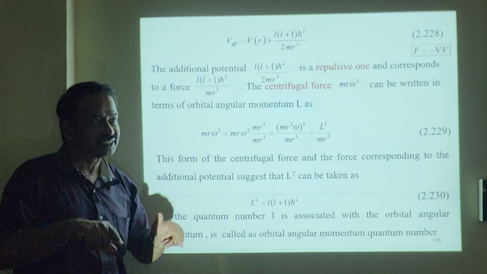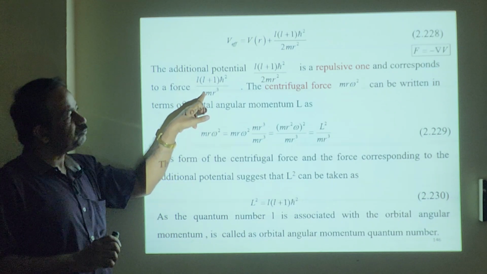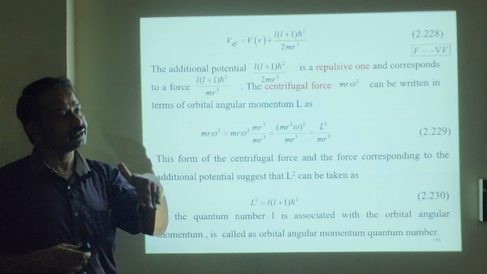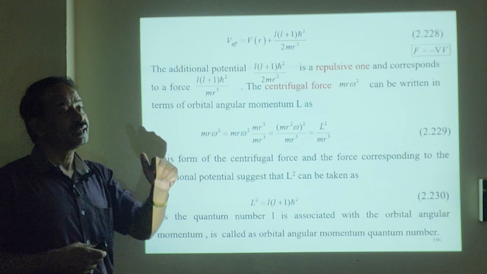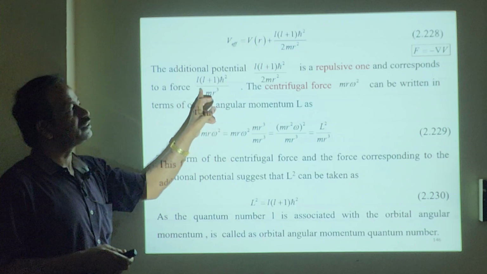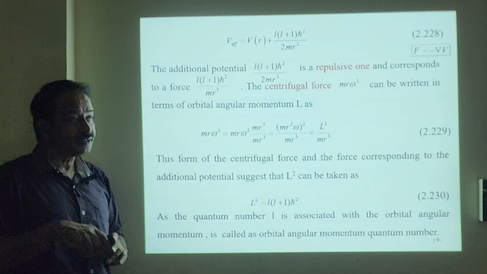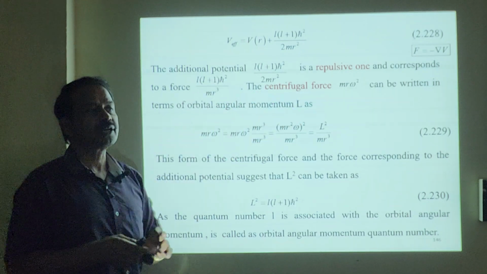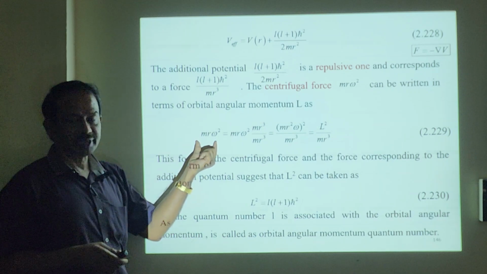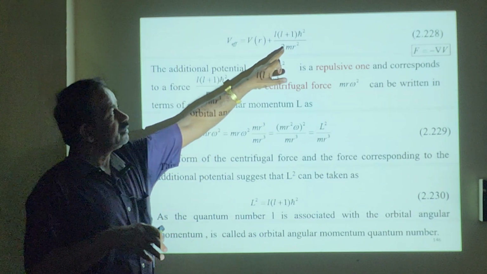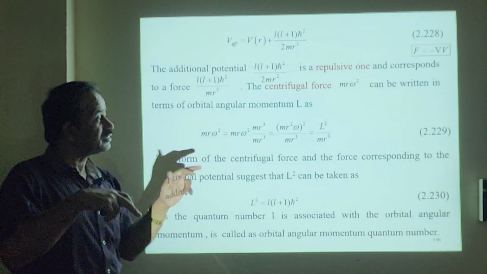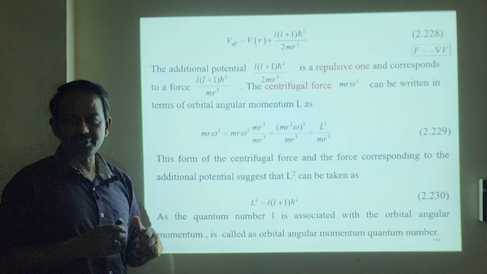This is nothing but your potential. This force is nothing but your centrifugal force. Centripetal force is an attractive force. Centrifugal force is a repulsive force. That's why we have a repulsive one. So this term is denoted as a centrifugal force, which is nothing but m r omega squared. Now how are we going to write this term into force, and this term is a centrifugal force, connected with capital L.